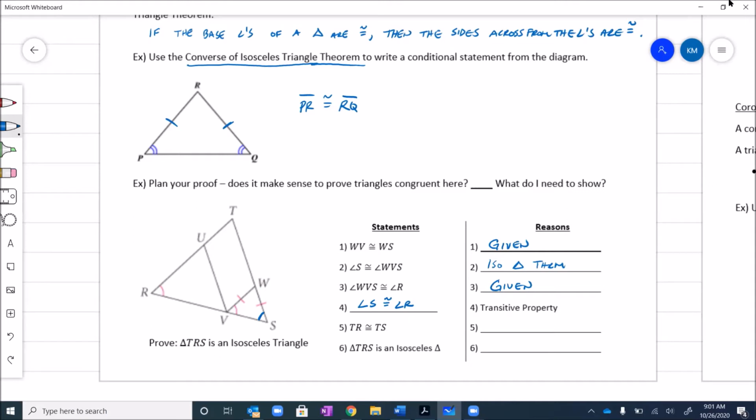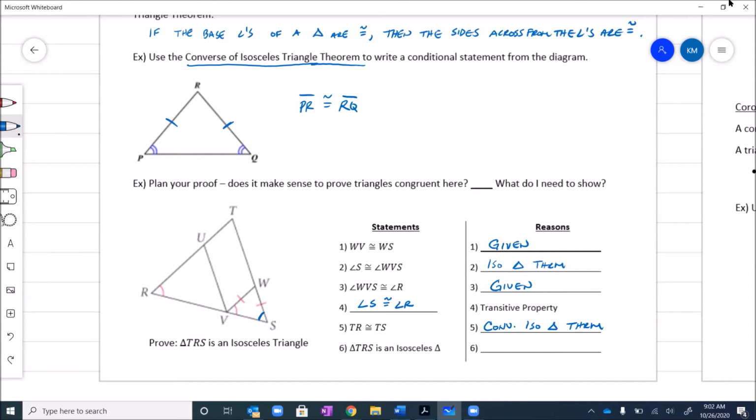Okay, and so looking at this large triangle here, we have these base angles as being the same. And so TR is congruent to TS because of the converse of the isosceles triangle theorem. Okay, and you see that we can now use the isosceles triangle theorem and the converse of the isosceles triangle theorem in the same problem. One we started with knowing the sides, and the other we started with knowing the angles.